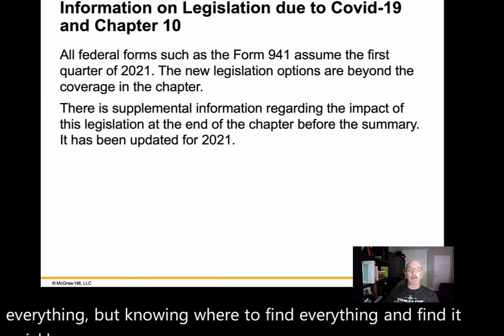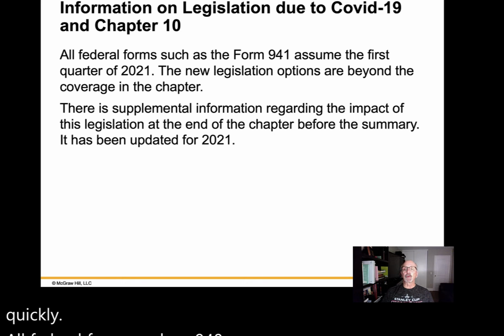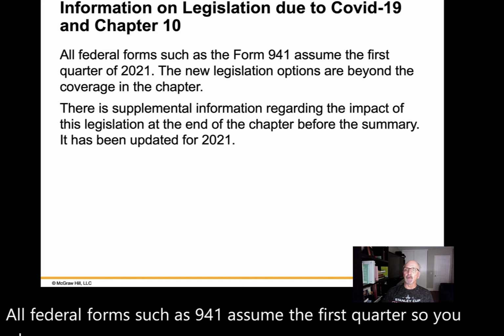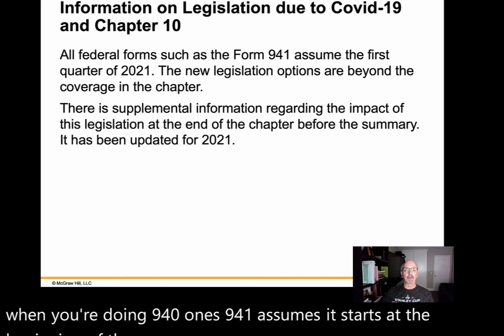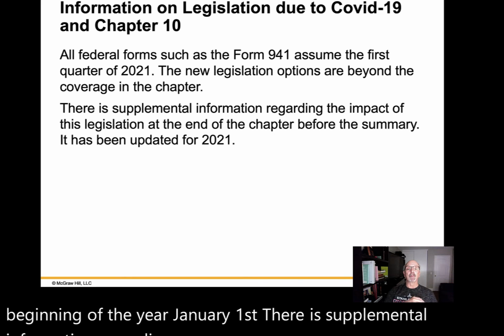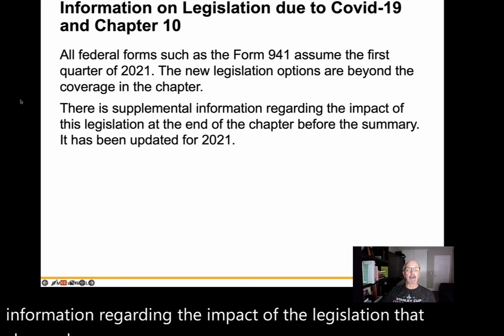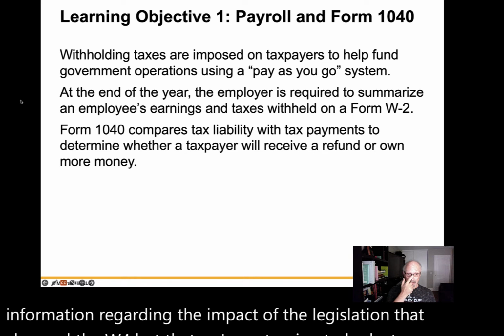All federal forms such as 941 assume the first quarter. So when you're doing 941s, 941 assumes it starts at the beginning of the year, January 1st. There is supplemental information regarding the impact of the legislation that changed the W-4, but we're not going to look at that right now.